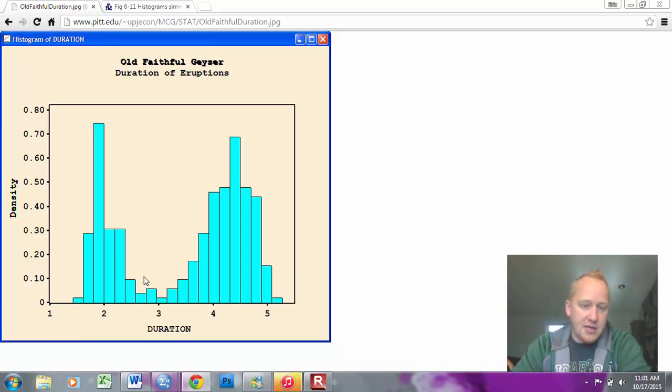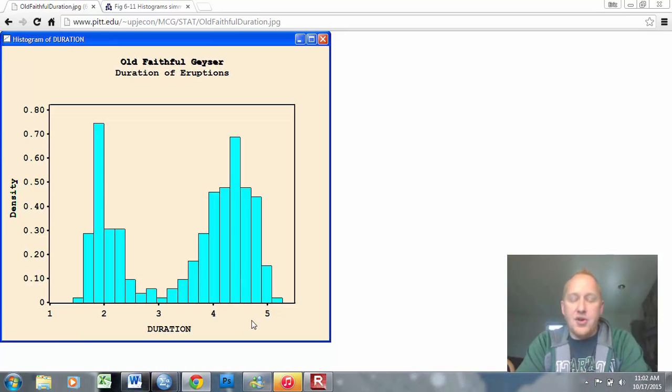So it comes up, it goes back down, it comes up, and it goes back down. So there's a lot of eruptions that last right around 2 minutes. There's a lot of eruptions that last right around 4 minutes and 30 seconds. So this is bimodal. There are two distinct peaks here.